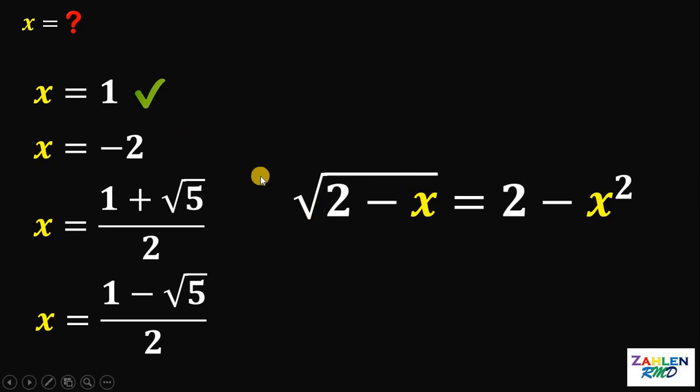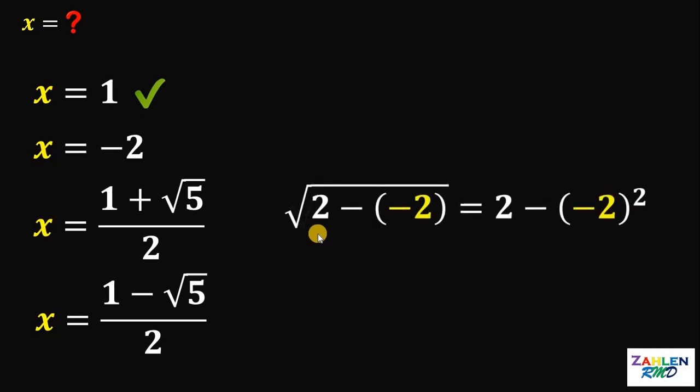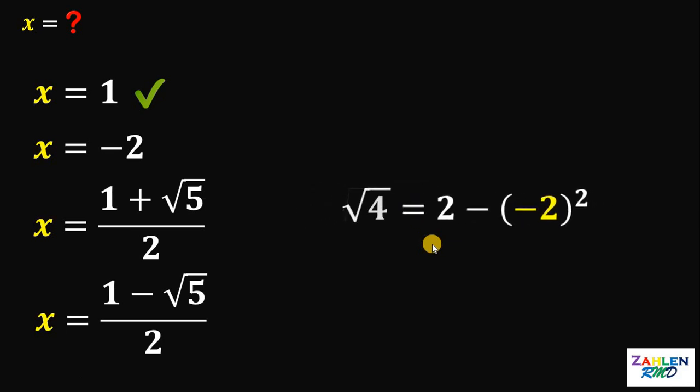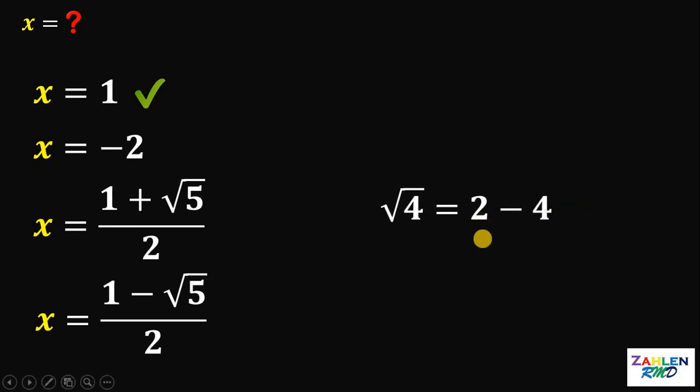Now at this point, let's see if x equals negative 2 is also a solution to this equation. So let's replace all x with negative 2. So we have the square root of 2 minus negative 2 equals (2 minus negative 2) quantity squared. Now 2 minus negative 2 will give us 4, and then negative 2 squared is also 4. Now, 2 minus 4 will give us negative 2. Since we take the principal root of the square root of 4, the left-hand side is equal to 2. So, 2 is not equal to negative 2. Therefore, negative 2 is not part of our solution.